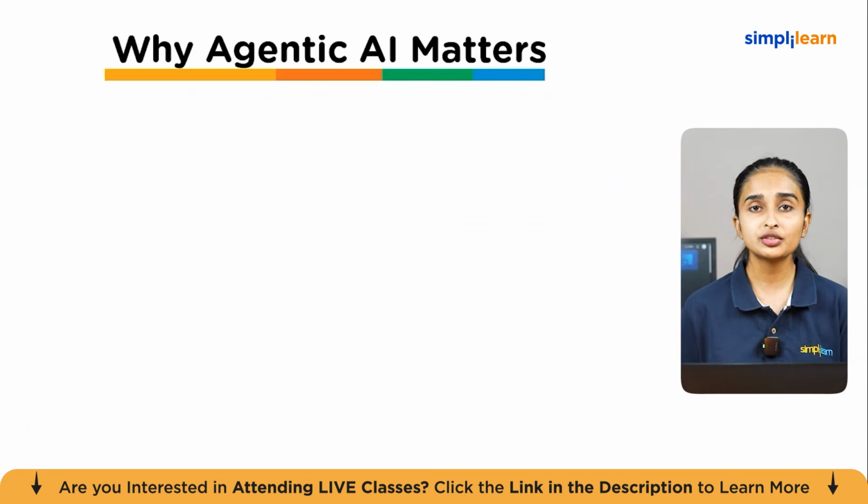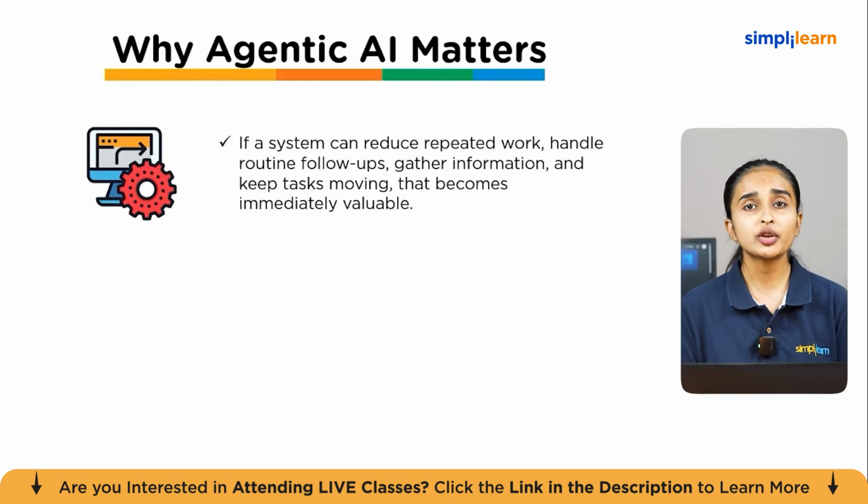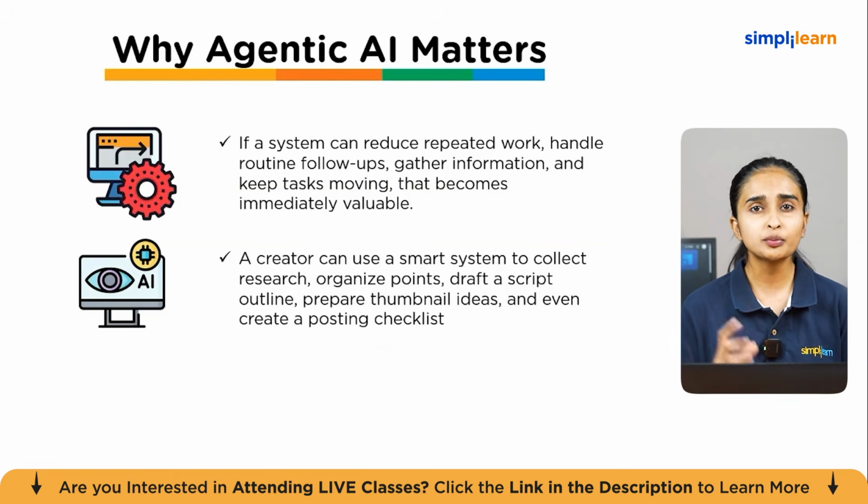So now that we've understood the difference, let us walk through why this topic is becoming so important in the real world. So the reason is simple. People don't just want software that talks nicely. They want software that can save time. So if a system can reduce repeated work, handle routine follow-ups, gather information, and keep tasks moving, that becomes immediately valuable. So think about customer support. A normal system may answer one question, but an agent-style system can read the issue, check order details, pull policy information, draft the reply, escalate only when it's needed, and keep the case updated.